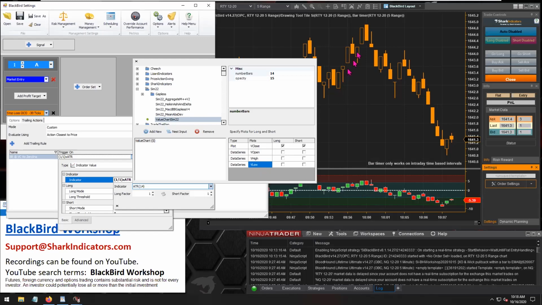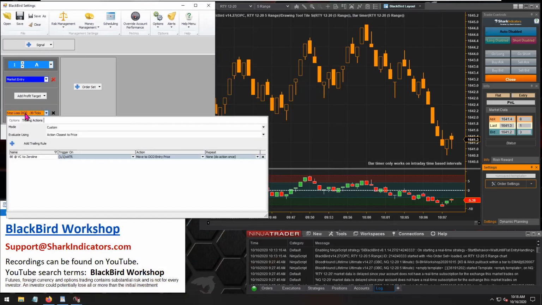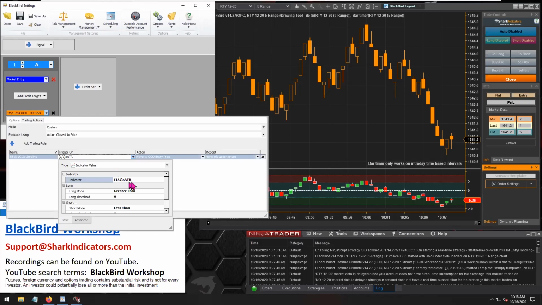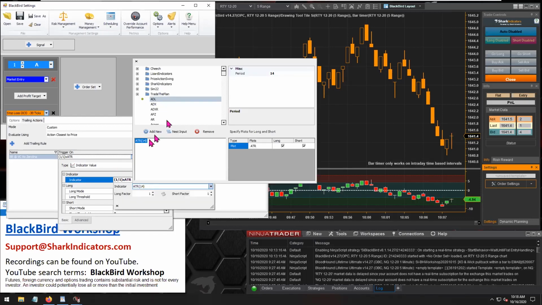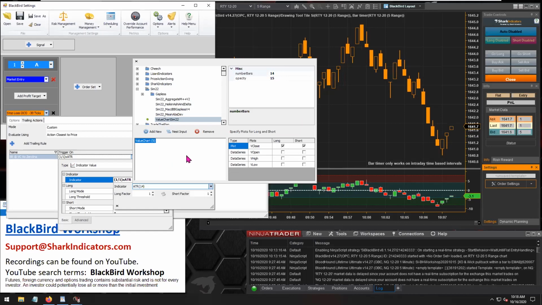So if we're in a long trade, well, actually, let's see here. This screenshot is an example of a short trade. On a short trade, if the low goes below the 0 line, all right, so on a short trade, let's get back in here. There might be a quirk with this indicator because BlackBird's not remembering it for some reason.